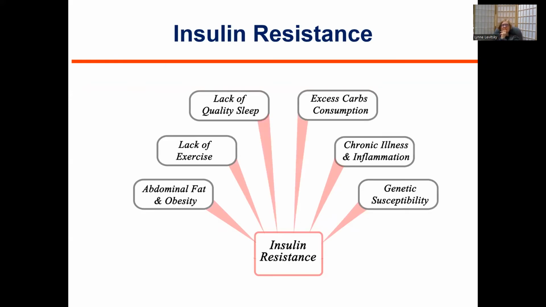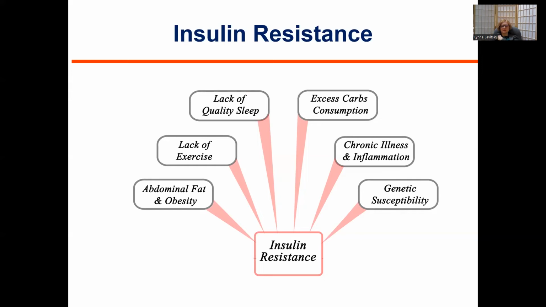So what is insulin resistance? This is one of those pictures you probably see on late night TV when they advertise how you should get some new exercise treatment. Insulin resistance is correlated with having more fat around your abdomen and having more problems with obesity. It's correlated with lack of exercise, lack of quality sleep, excess carbohydrate consumption, chronic illness and inflammation. If you get a cold, you get more insulin resistant. People who got COVID got more insulin resistant. If you just lie around in bed all day, you get more insulin resistant than if you're jumping and running all over the place. And then, of course, there's tremendous genetic susceptibility.